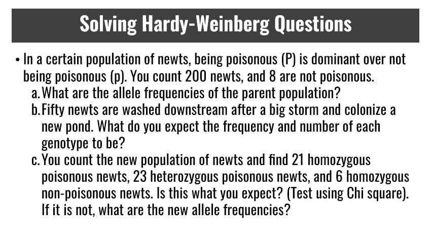C, you count the new population of newts and find 21 homozygous dominant, 23 heterozygous, and 6 homozygous recessive. Is that what you expect? I would need to do a chi-square analysis to do that. If it's not, what are the new allele frequencies? Well, we realize within this, if you do your chi-square analysis, that the chi-square value that you get is 14.8, which is a large value. Therefore, you are going to reject the null hypothesis. And we'll try more of these in class, so I hope this makes sense.